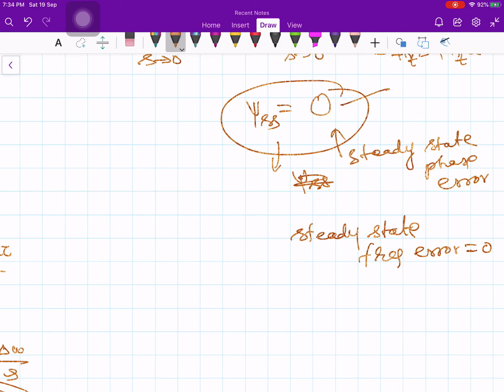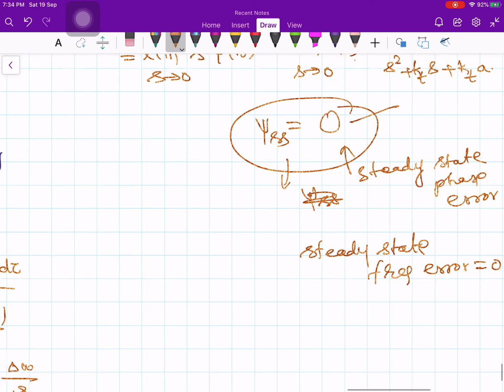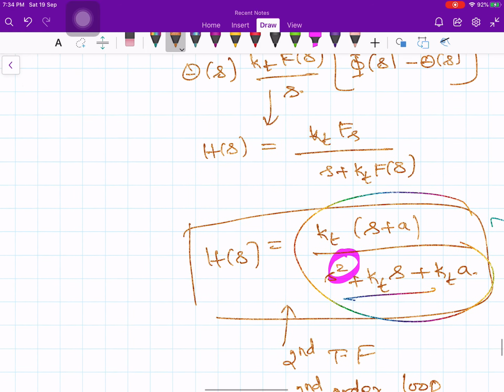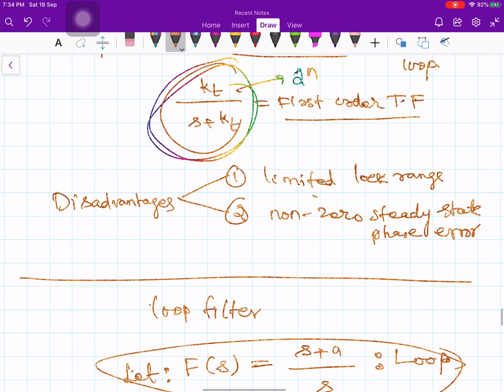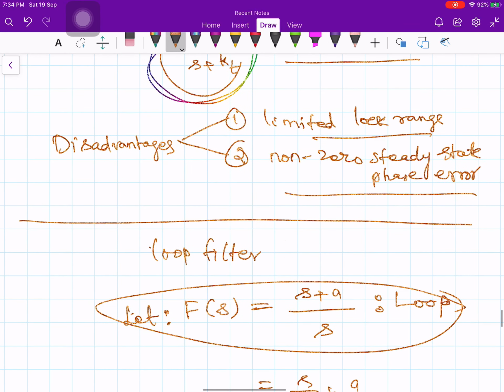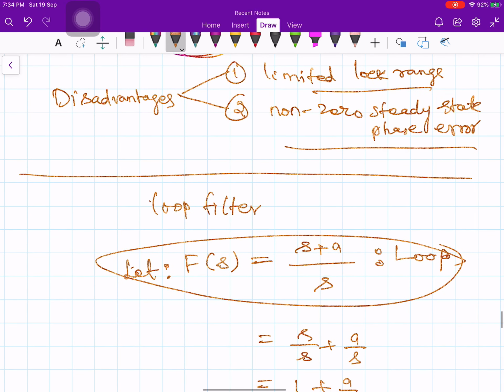So the second order loop removes both disadvantages of the first order loop. In the first order loop we had a problem: we had finite steady state error. If you go back, we said two drawbacks, if you recall: limited lock range and non-zero steady state phase error. These two drawbacks can be removed by the second order loop. However, the only difficulty is the complexity of analysis.